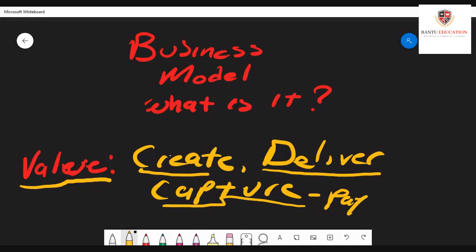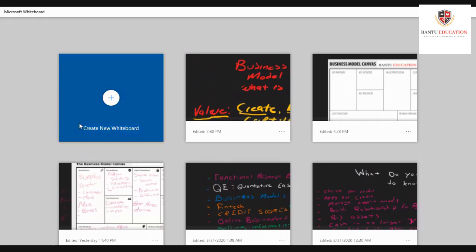This is where you receive payment for your service. The delivery is usually the marketing part of it. How do you plan to get it out? The creation is usually the idea, the value proposition, and so on. So hopefully that simplifies what a business model is, so everybody's on the same page.